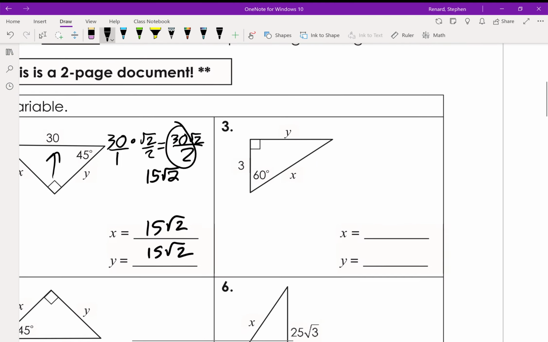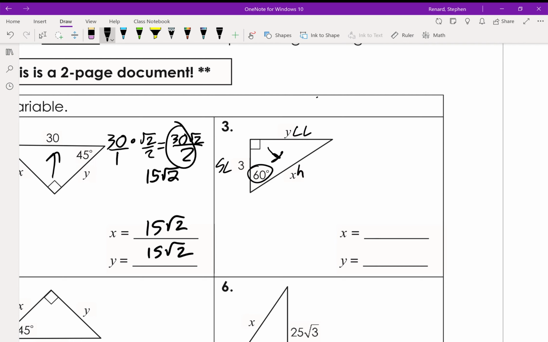Okay, number 3. Number 3, it's a 30-60-90. How do we know that? Because we've got a 60 there. So that makes this my short leg, this my long leg, and once again, this is my hypotenuse.